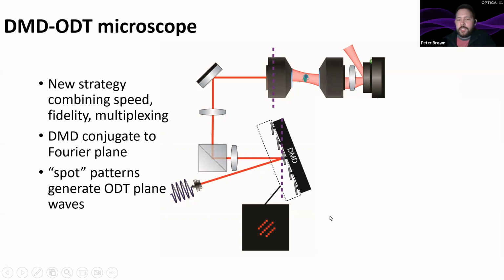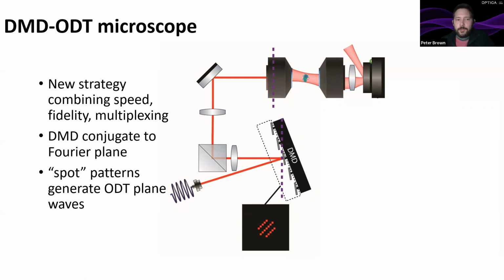Instead of putting the DMD in a conjugate imaging plane, we put the DMD in a conjugate Fourier plane. And that means to generate a plane wave, we need to put a pattern that looks like the Fourier transform of the plane wave on the DMD. And that's a delta function or a small spot pattern. And that's exactly what we do.